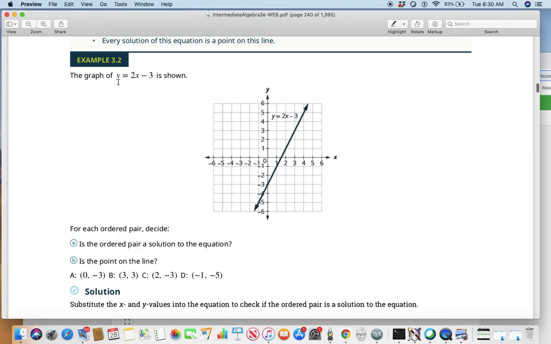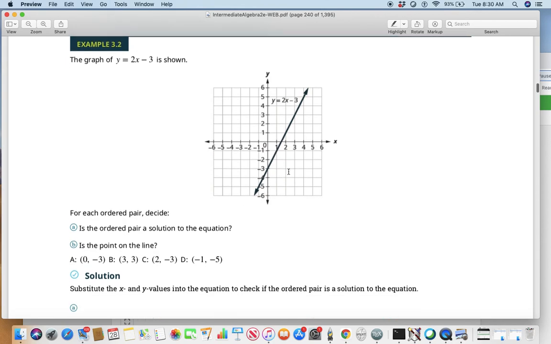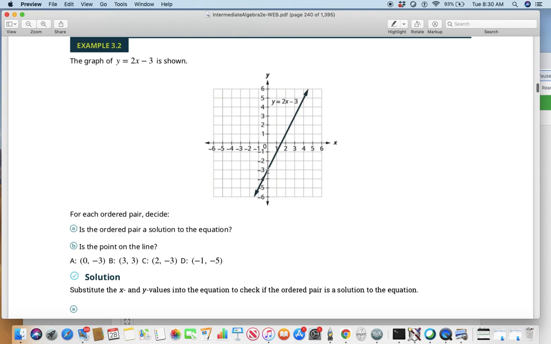you are given y equals 2x minus 3. This line is given to you. We will soon see how to graph such lines. But they have given you a graph of this line. Question: is 0, negative 3 a point on this line? Look at that. That's 0, negative 3.